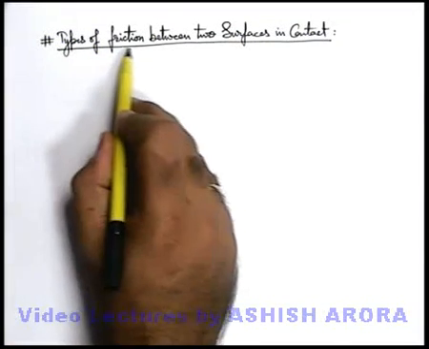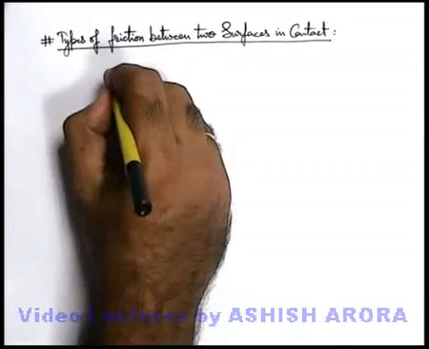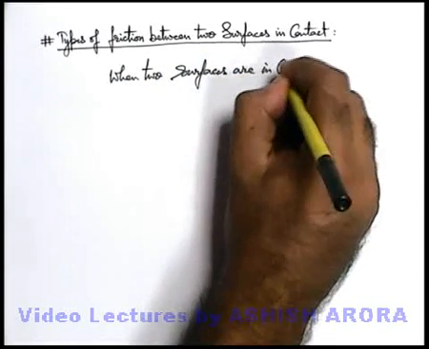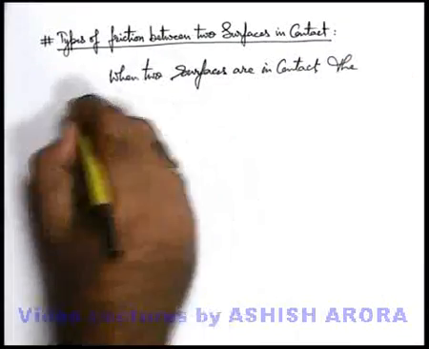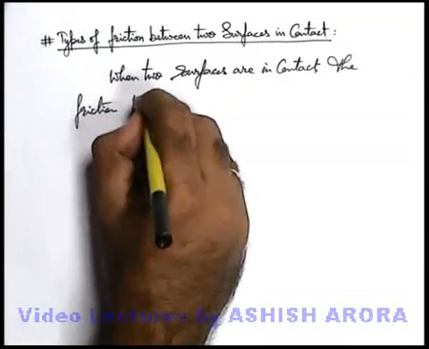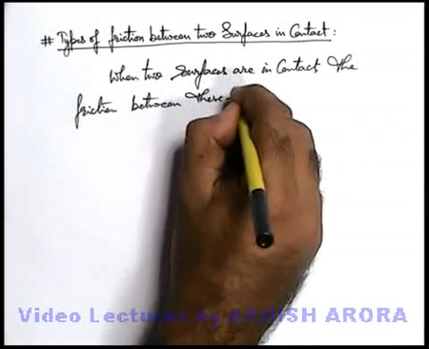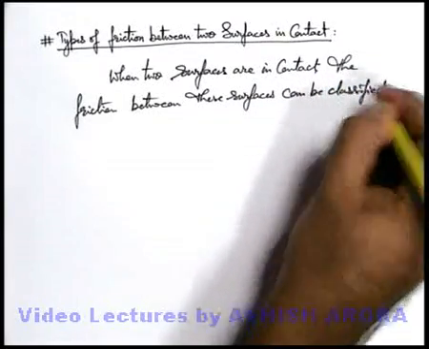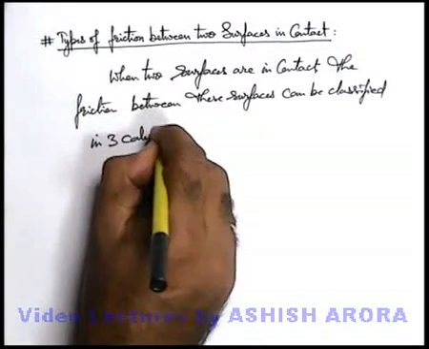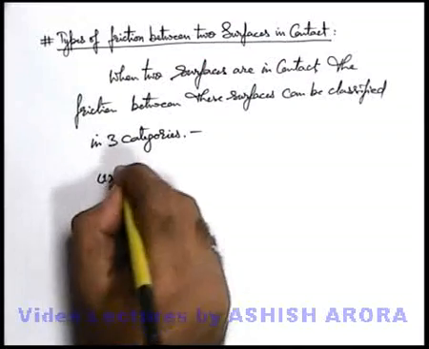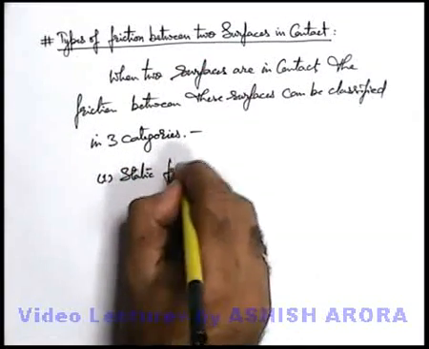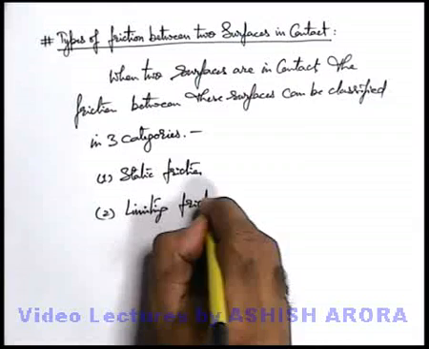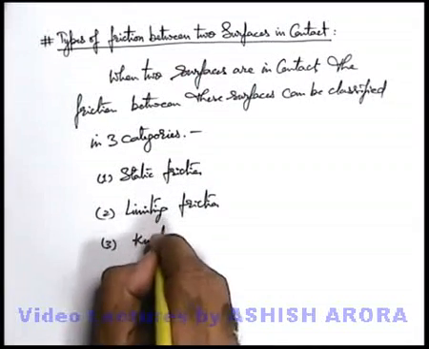Now we'll study the types of friction between two surfaces in contact. We can say when two surfaces are in contact, the friction between these surfaces can be classified in three categories. These are: the very first one is static friction, number two is limiting friction, and the third one is kinetic friction.